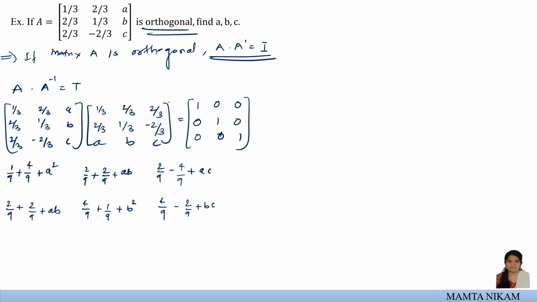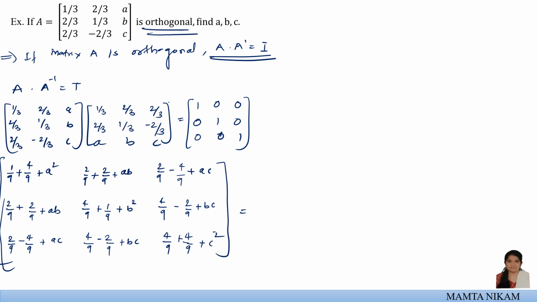Then third row and first column: 2/9 minus 4/9 plus A into C. Then 4/9 minus 2/9 plus B into C. And then 4/9 (2/3 into 2/3 is 4/9); here minus into minus becomes plus, so again it is going to be plus 4/9 plus C square. So this is the matrix on the left-hand side, which equals the identity matrix on the right-hand side, right?